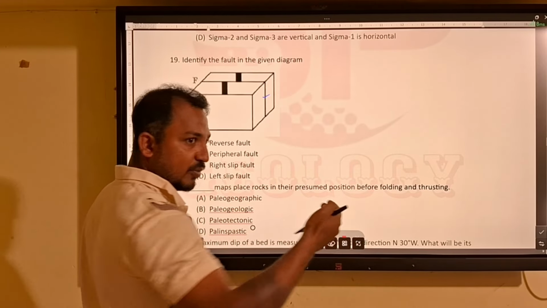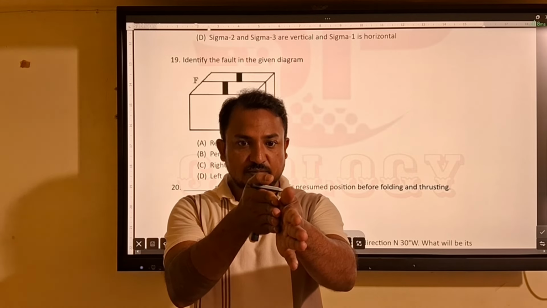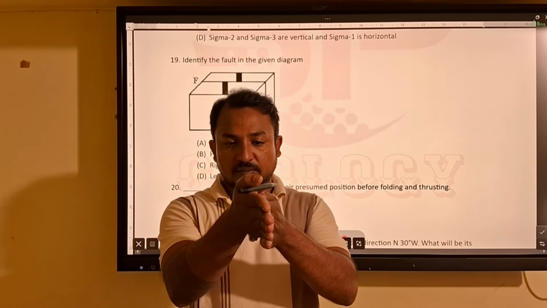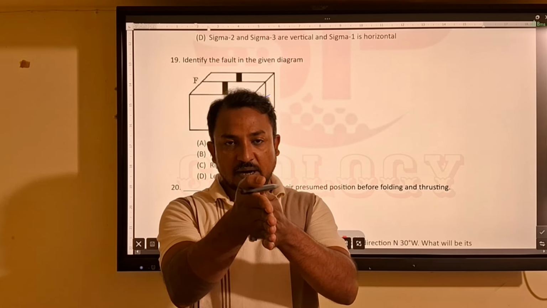So like this you can see. Suppose I am facing the fault plane, if this is my right hand and it moves towards me, it is a right slip fault. If the left side moves towards me, it is a left slip fault. Right slip fault is called dextral, left slip fault is called sinistral. You can see this block moves towards the observer, it is the right side, so it is called a right slip fault. So the answer will be right slip fault or dextral.